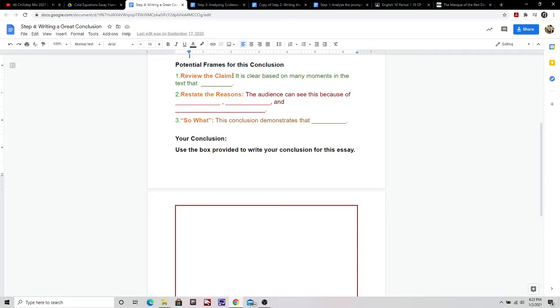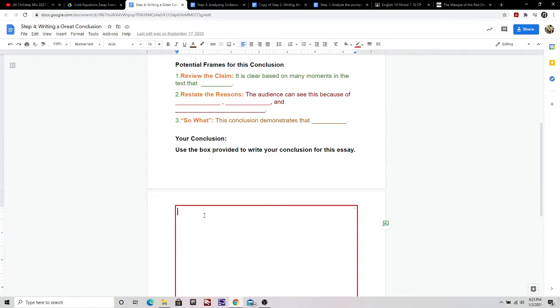It says, review the claim. It is clear based on the many moments in the text that something. Now, I wouldn't say that you should always use this frame. Sometimes my students use it every single time and they don't spice it up at all. And so every single time I see the many moments in the text that, right? And you want to eventually grow out of this and create your own original way to restate stuff. It says restate your reasons. The audience can see this because of blank, blank, and blank. And then so what? This conclusion demonstrates that big statement about the real world, right?